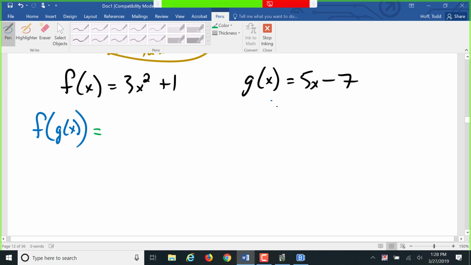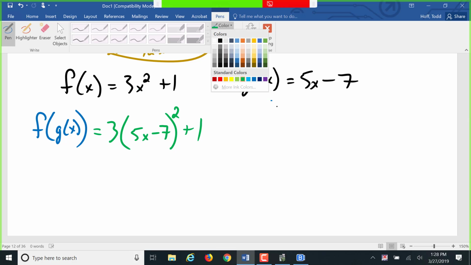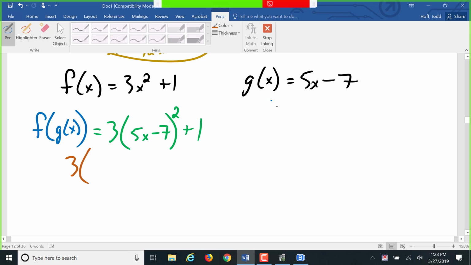What that's saying is 3x squared. I'm going to replace x with g of x, which is 5x minus 7, squared plus 1. 5x minus 7 squared is 25x squared minus 70x plus 49. And then plus 1 is still sitting out there.